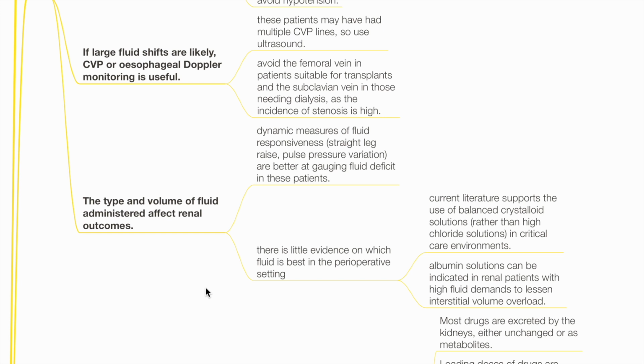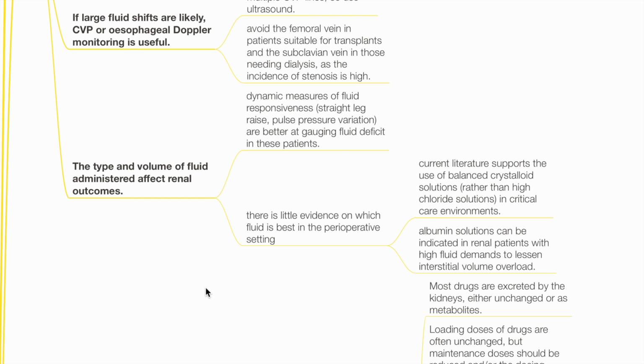Current literature supports the use of balanced crystalloid solutions rather than high chloride solutions in critical care environments. Albumin solutions can be indicated in renal patients with high fluid demands to lessen interstitial fluid overload.